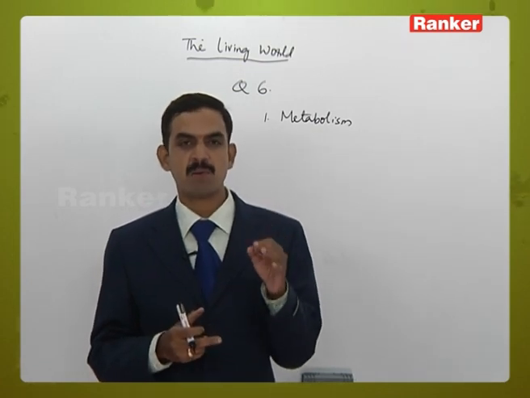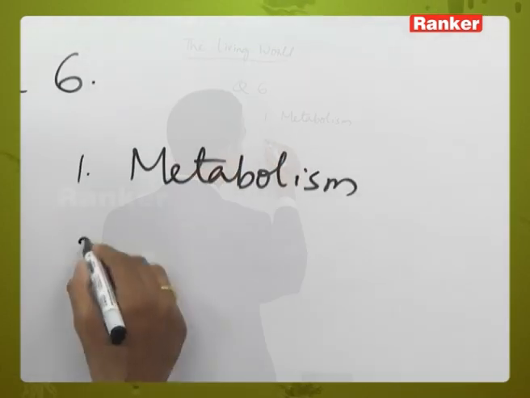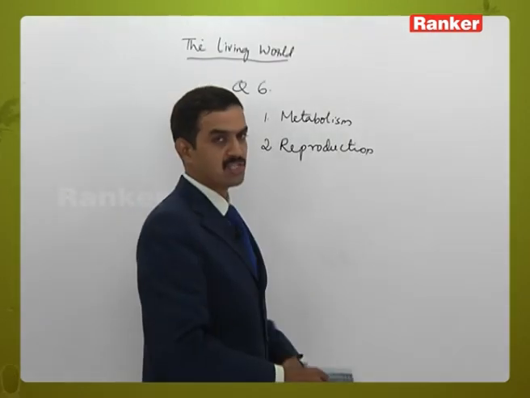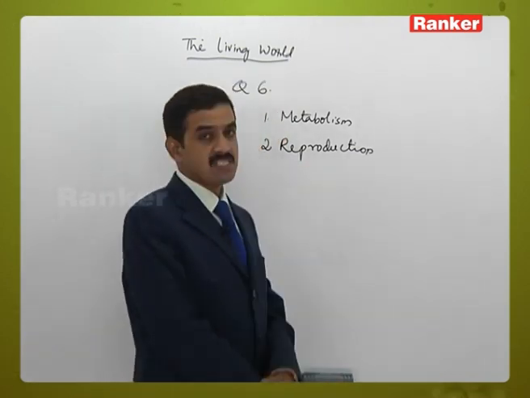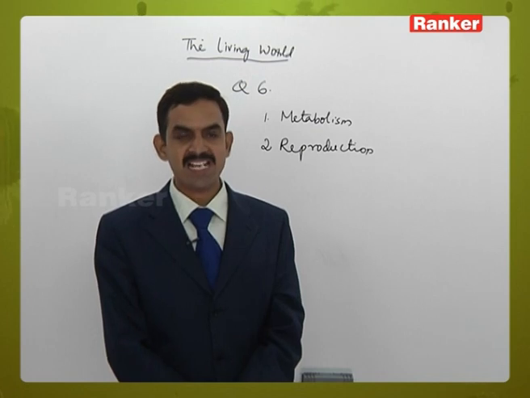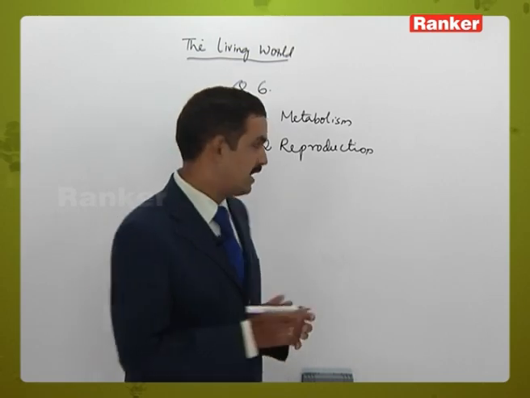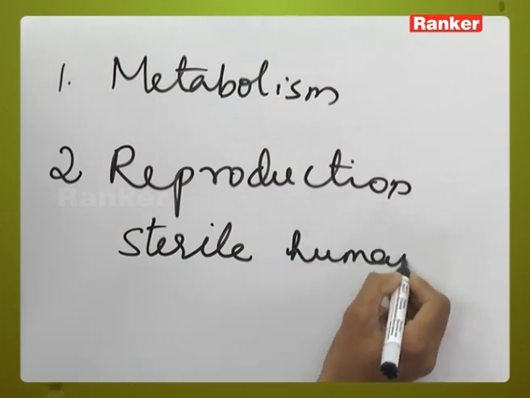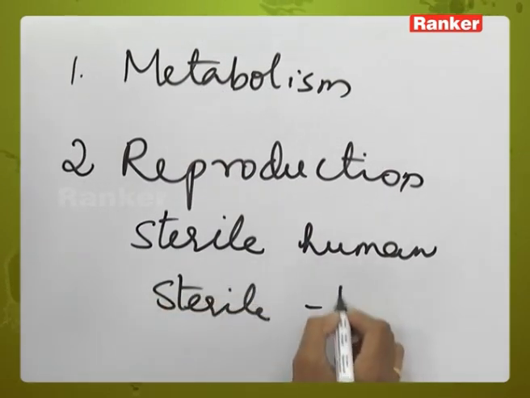This metabolism is taking place only in living organisms but not in non-living organisms. Then coming to the second one, reproduction. Reproduction means giving rise to the young ones. Reproduction is shown by living organisms, as we know, but there are some living organisms which are sterile in nature. That means they can't reproduce and can't give rise to young ones, like sterile humans. They can't reproduce, and sterility is also seen in honeybees.